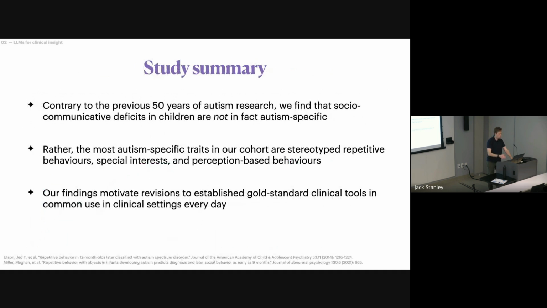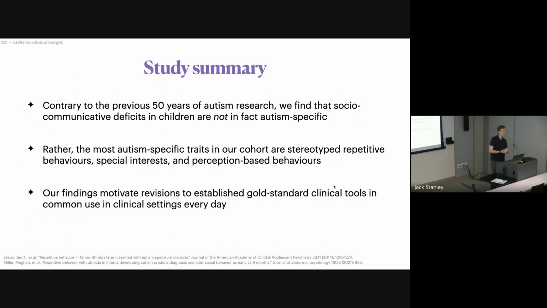So just a brief summary of this study, we found that in contrast to around previous 50 years of autism research, really, we find that socio-communicative deficits in children are not, in fact, necessarily autism specific. Instead, the most autism specific traits in our cohort were stereotyped and repetitive behaviors, special interests, and perception-based behaviors. And really the key takeaway here is that these clinically actionable findings could motivate some revisions to the established gold standard clinical tools in common use in the clinical settings every day.